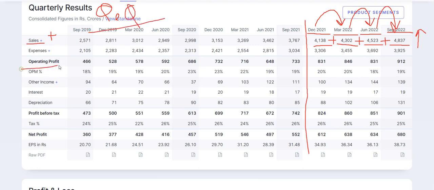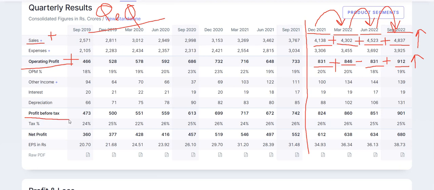Now coming to operating profit, it is 831 crore rupees. From there it increased to 846 crore rupees. From there it decreased to 831 crore rupees, but then it increased to 912 crore rupees. So only in one quarter there was a contraction in the operating profit. Otherwise, in 3 quarters there is an increase in the operating profit. So we'll consider this in a positive manner only.